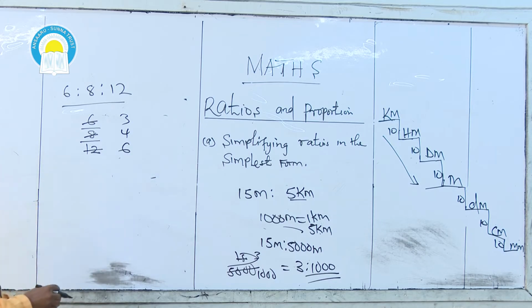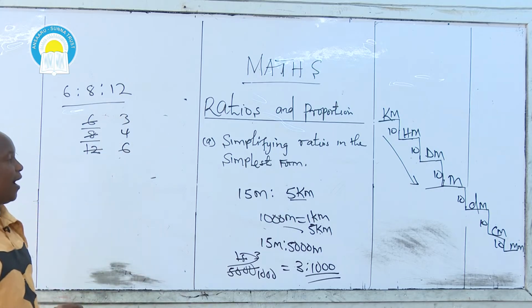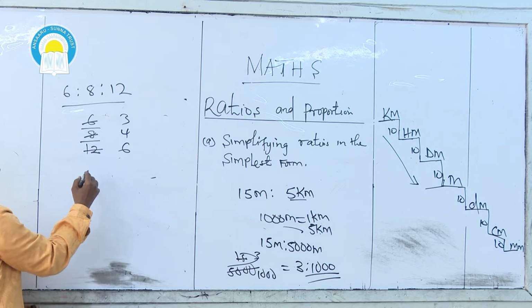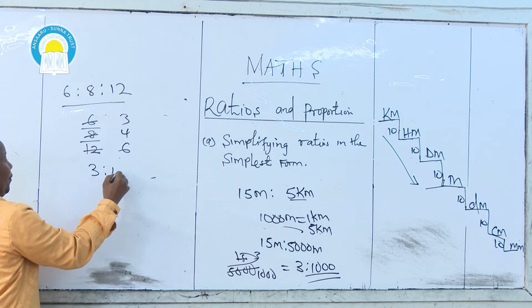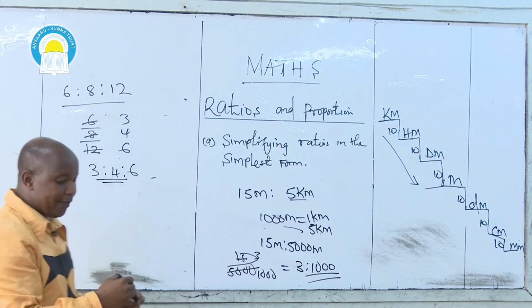So now 3, 4 and 6, none of the digits can simplify those numbers. So my answer will remain just the way they are arranged. The answer will be 3 is to 4 is to 6. Class, that's how we simplify ratios.